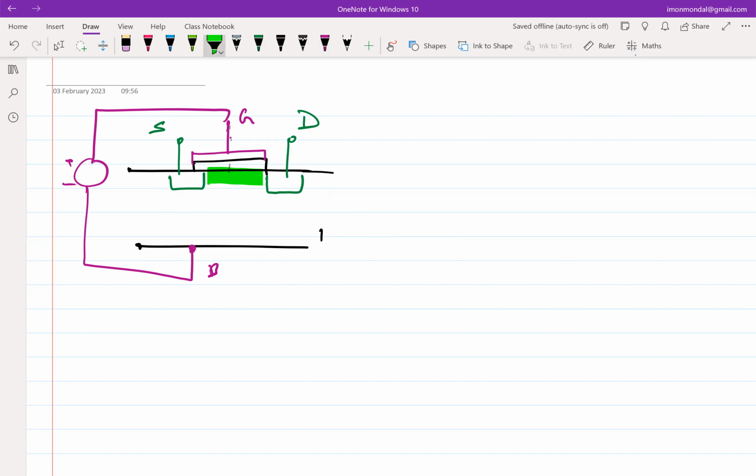Now, depending upon how you connect the battery between drain and source, right? If I connect a battery like this, then the current will flow left to right. And if I connect a battery like this, the current will flow right to left. So the drain and sources are interchangeable. Whichever is the higher potential, essentially, in this particular architecture is the drain. And whichever is the lower potential is the source.